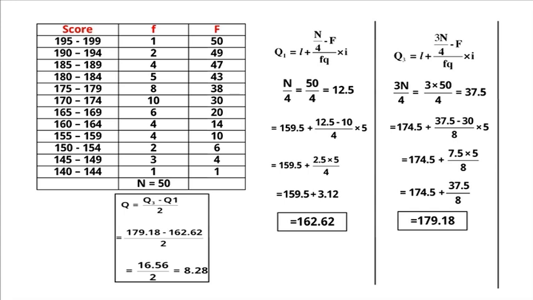Now, 179.18, what is Q? Q3 minus Q1 upon 2. 179.18 minus 162.62 upon 2, just solve it, you will get the answer 8.28. So, 8.28 is the quartile deviation of this score.